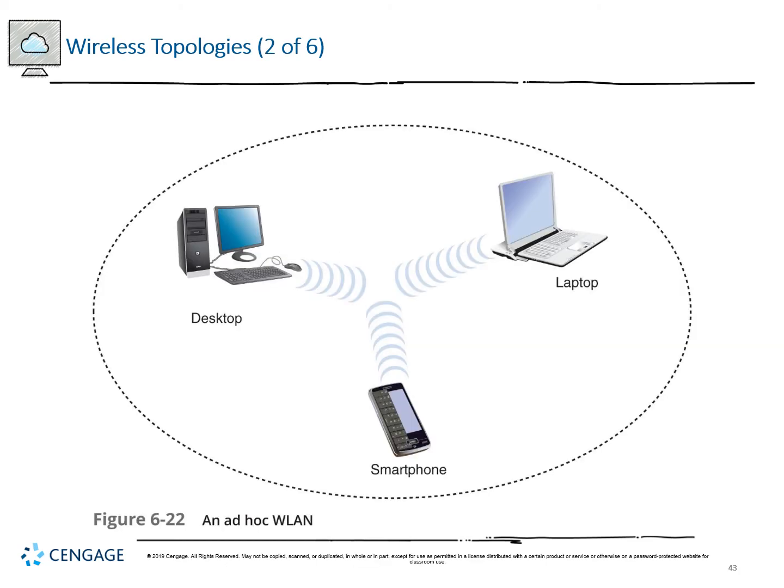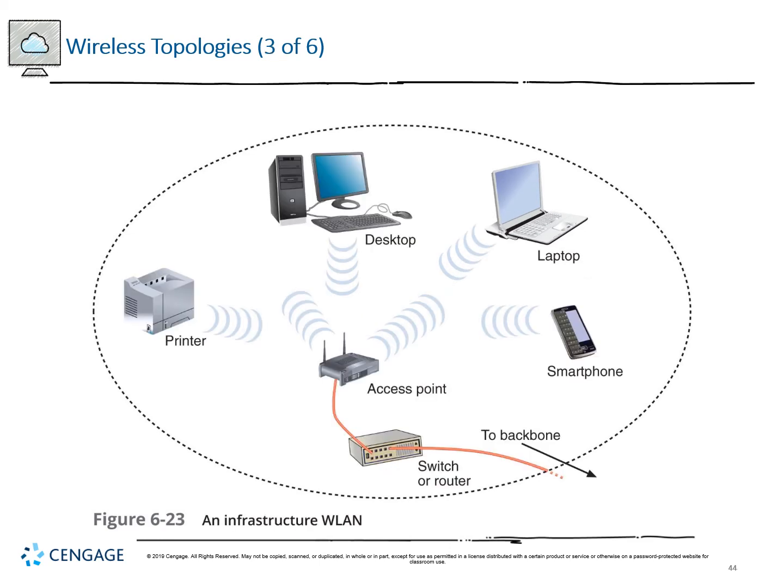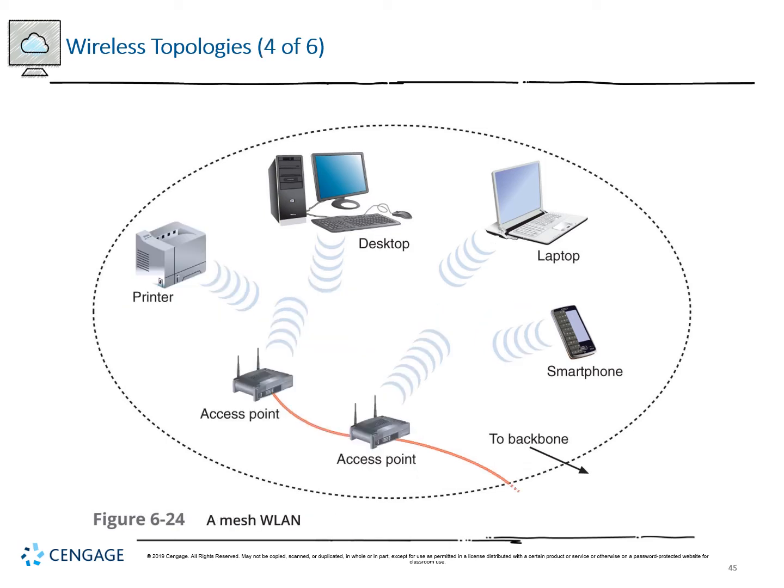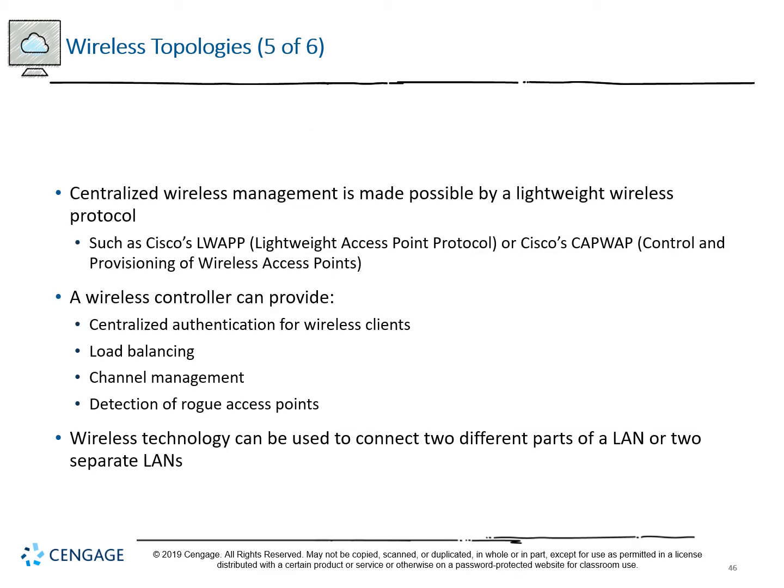So here we can see an ad hoc WLAN, again, all devices communicating directly with each other with no infrastructure. Here we can see an infrastructure WLAN with an access point connected to a switch, and the switch passes to the backbone. Here we can see a mesh WLAN where we have two access points daisy chained together, again passing back into a backbone device.